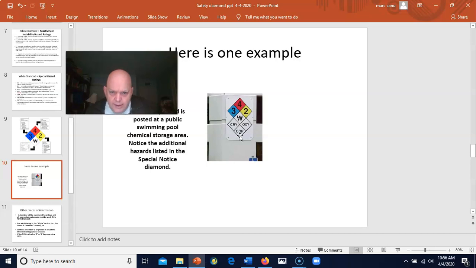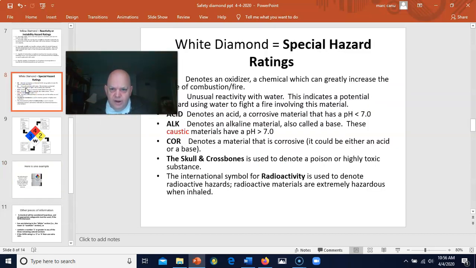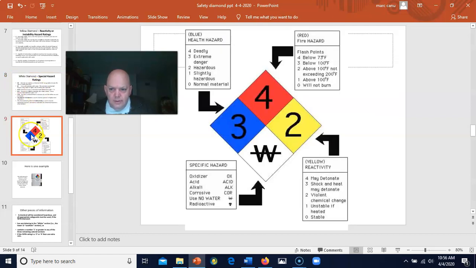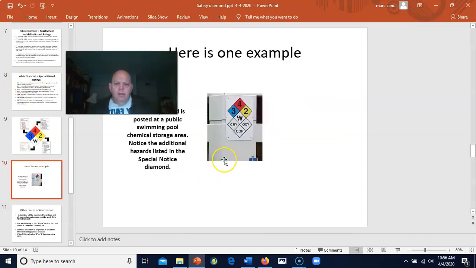Corrosive. I may not have listed it in there. No, I did not. I'll have to look that one up. But again, if they're listing it as a hazard, then that tells us something. We need to be careful about that.